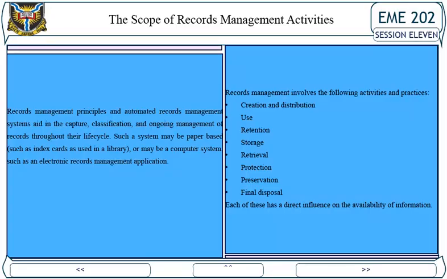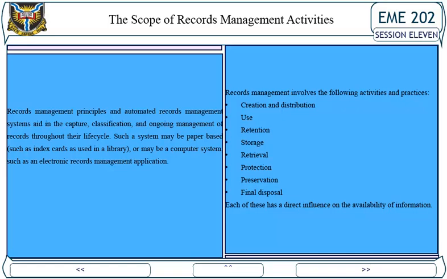The scope of records management activities. Records management principles and automated records management systems aid in the capture, classification, and ongoing management of records throughout their life cycle. Such a system may be paper-based, such as index cards, as used in a library, or may be a computer system, such as an electronic records management application.